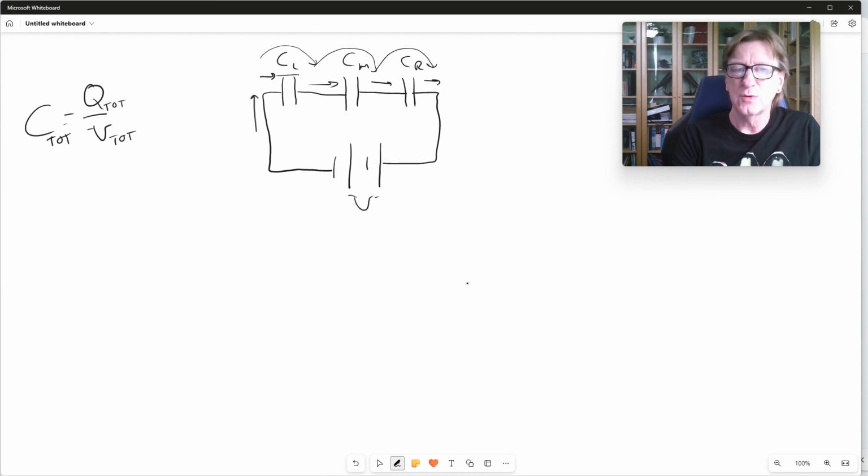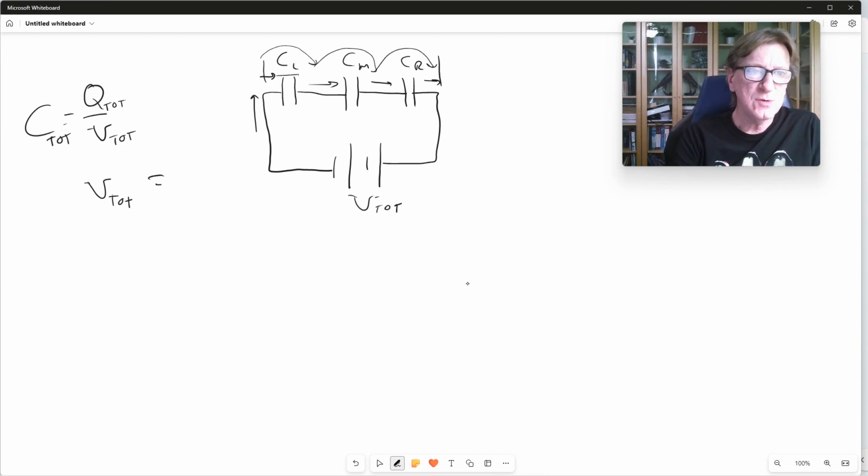So if this is the total voltage here, it's going to be different for each one of those capacitors. It's just going to slowly step down. The total voltage across the entire thing must be equal to the voltage here. All right, so let's solve this capacitor equation for V for each one of these.